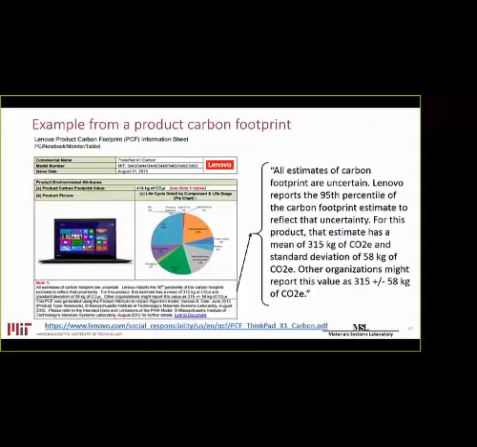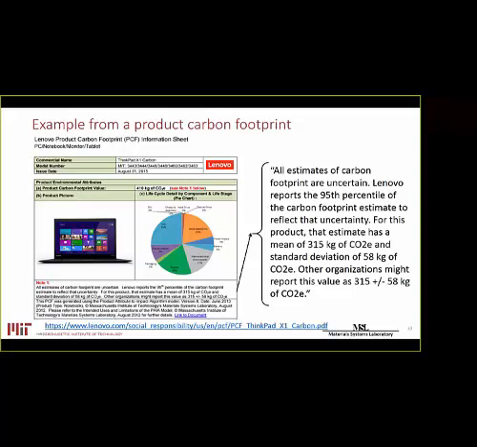And so we actually have some examples of this. My colleagues Elsa and Randy that I mentioned, they were involved and still are involved in an effort to apply some of these techniques to electronics. And here's an example of a study they did for a product made by Lenovo.